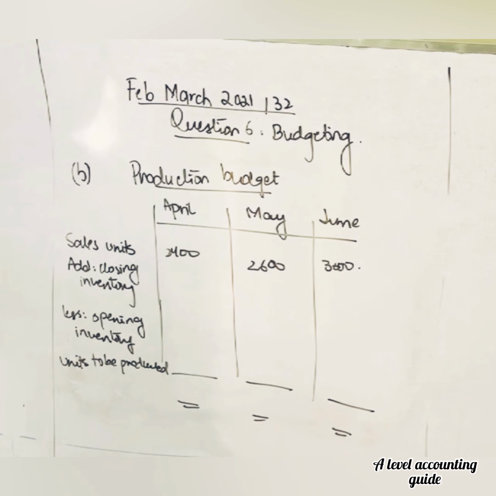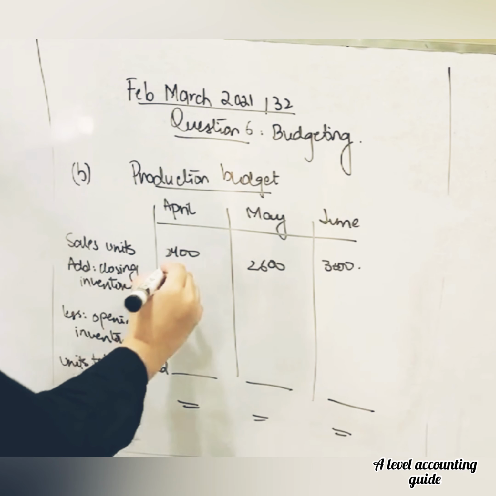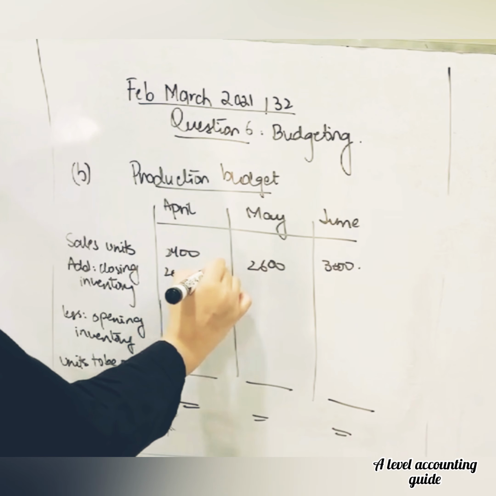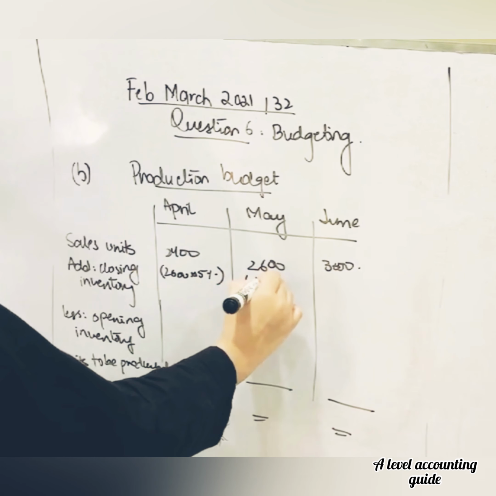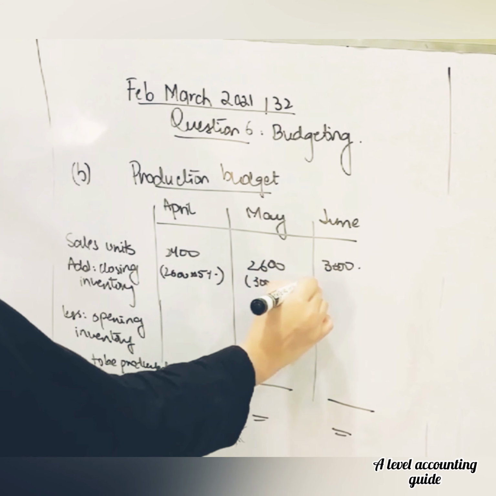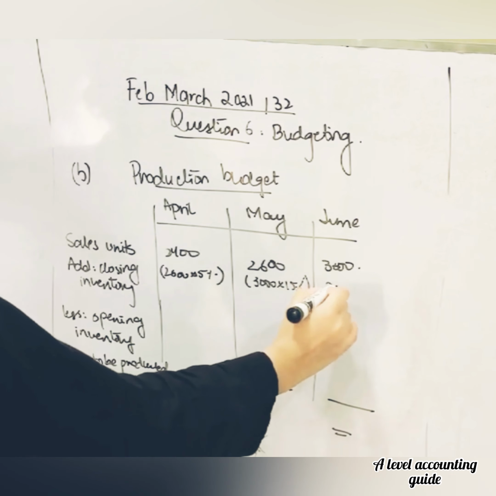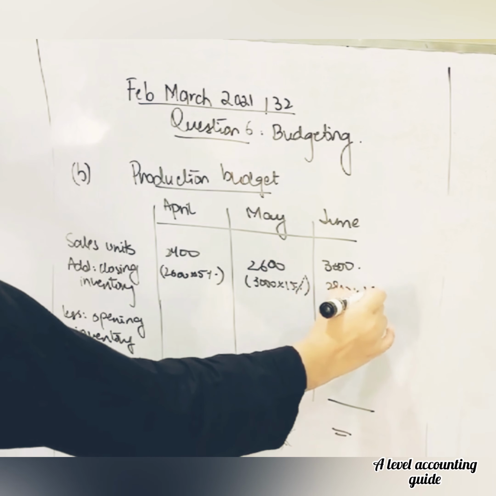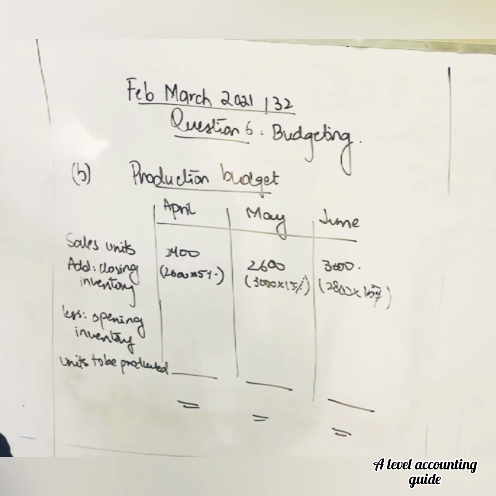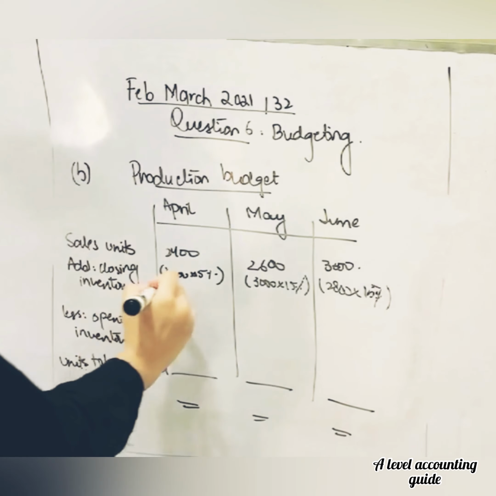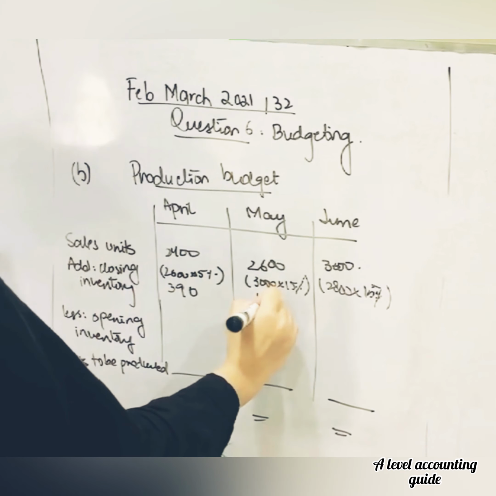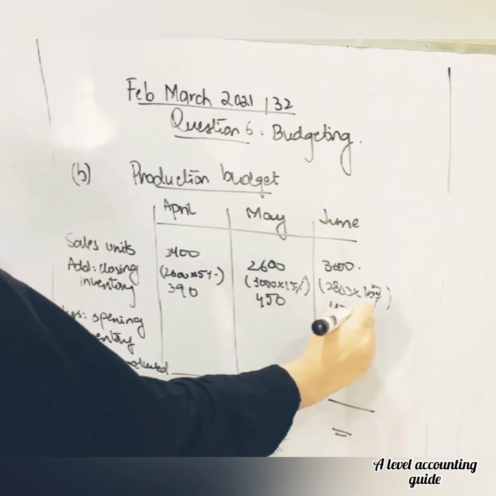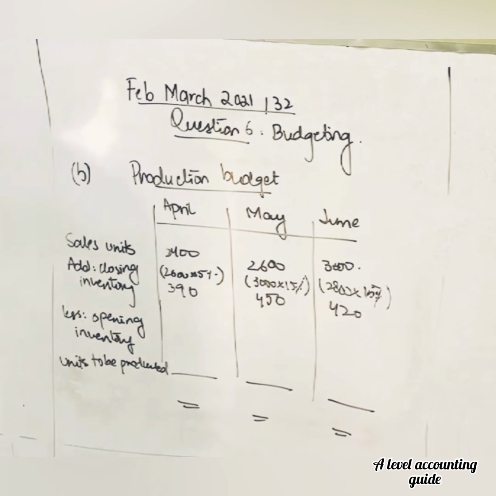As I told you before, it is for the next month sales. For instance, you'll do 2600 into 15% is going to give you this. For 3000 into 15% is going to give you the closing inventory, and 2800 into 15% is going to give you the value of the closing inventory, and hence it will be 390 for April, 450 for May, and 420 for June. So this is the calculation that you need to do before that.